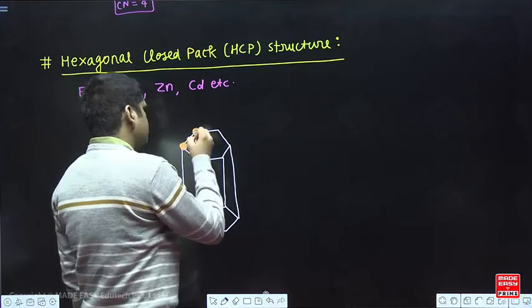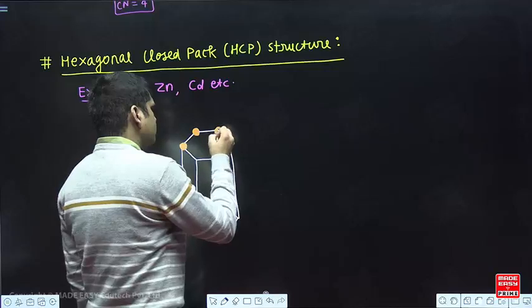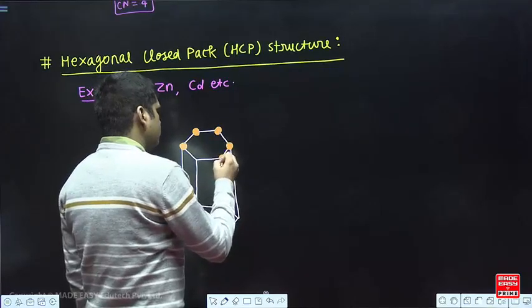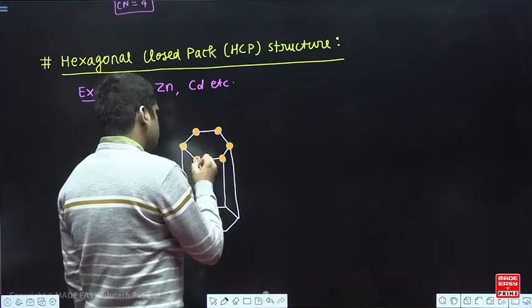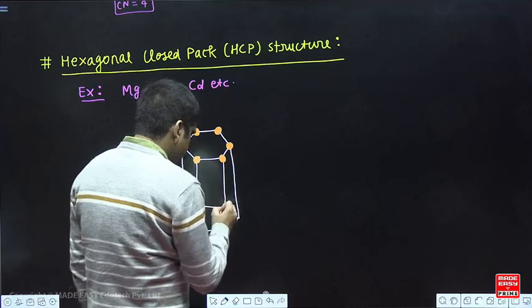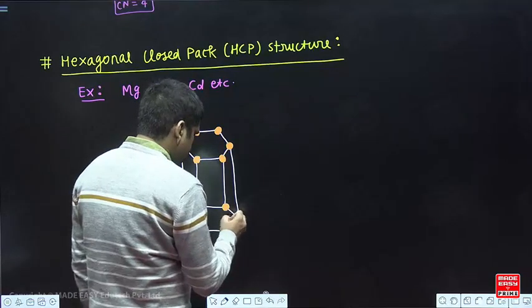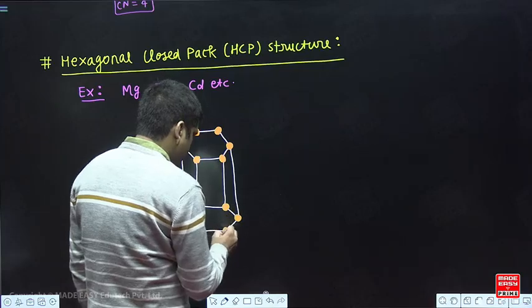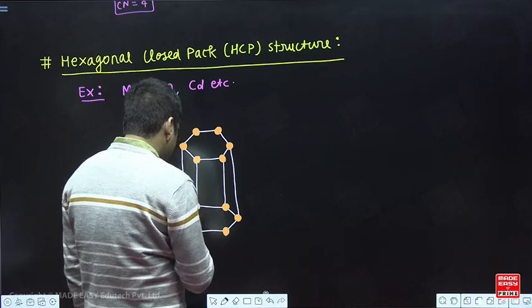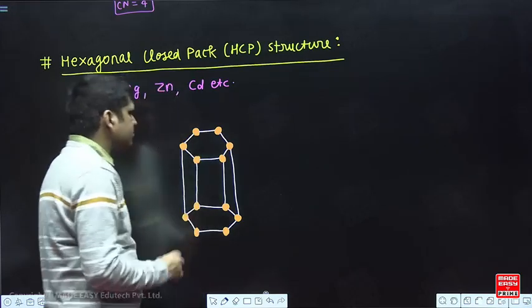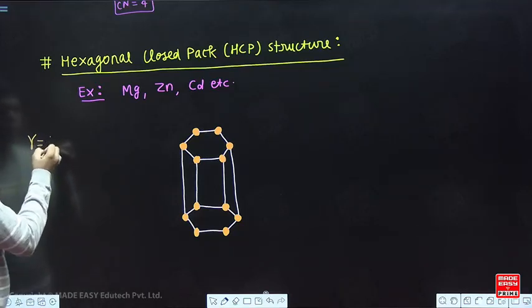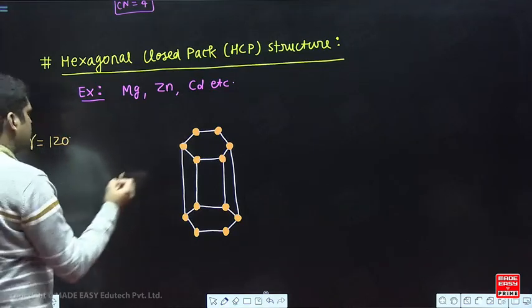Top 1, 2, 3, 4, 5, 6. 1, 2, 3, 4, 5, 6. Now you see, to make a hexagon, one angle should be 120 degrees. So this angle is your 120 degrees.